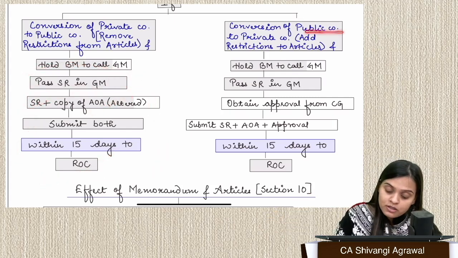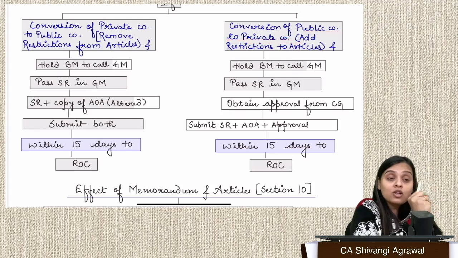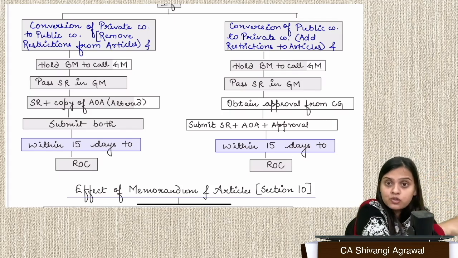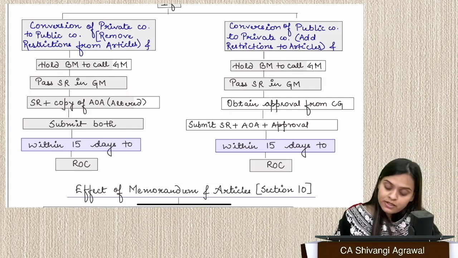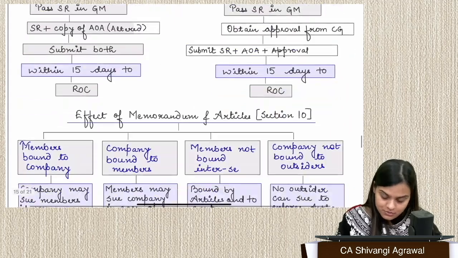But if you want to convert your public company into a private company, that means right now a lot of compliances you were following, but now suddenly you will become private and the government will not be able to control you so much. So before that, you need to obtain approval from the central government. This is an additional thing here, and all this is submitted to the ROC.